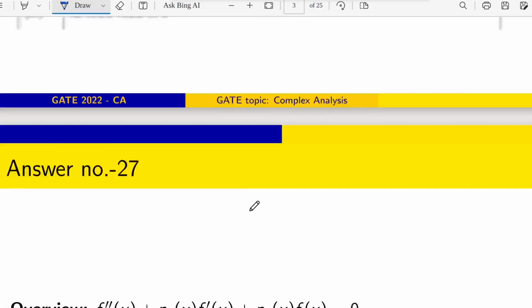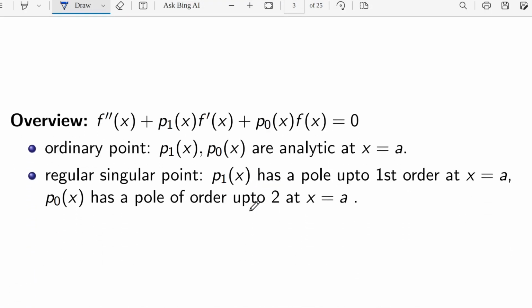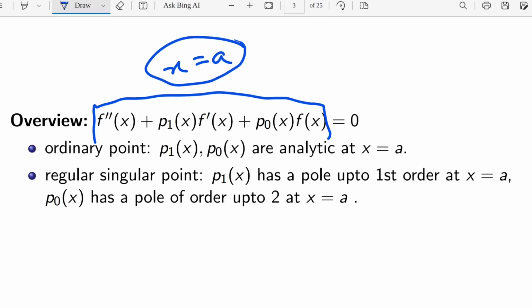What is a regular singular point? Here I have written one very general ordinary differential equation: f double prime x plus p1 x f prime x plus p0 x f x equals 0. Obviously p1 and p0 are functions of x. Now in that case there are 3 cases, like let's say x equals a is an ordinary point.